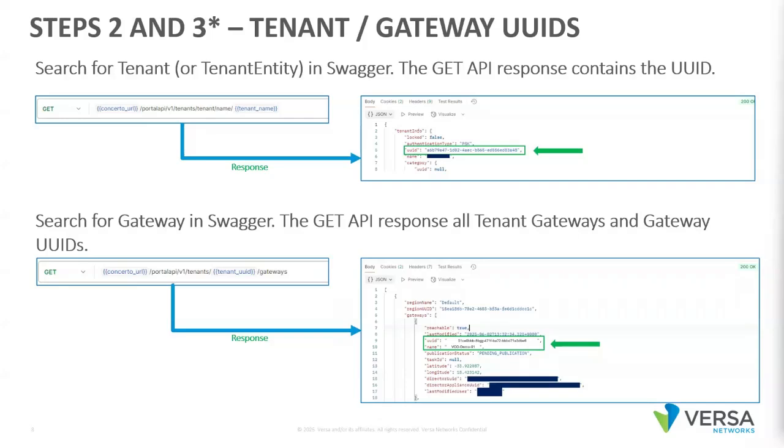Taking a look at the API calls run in Postman, we see that when we add the tenant name to the tenant get API call, we get the UUID in the response. We then add the tenant UUID to the gateway get API call, and the response will include the names and UUIDs of all the gateways configured for the tenant. The UUID for the gateway will be used later in the publish put API call.